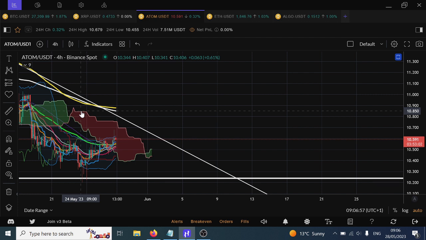$10.85, which is basically exactly where the 200 exponential is as well. So this would be like a double whammy if we did have some form of price break outside of the triangle and above those two moving averages.